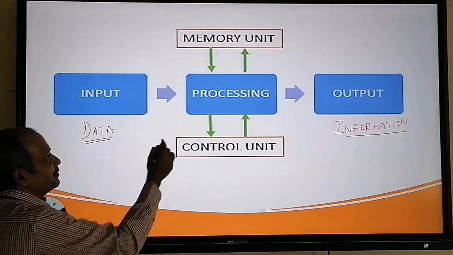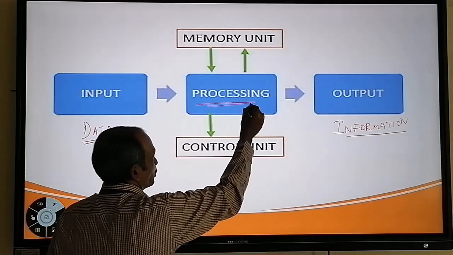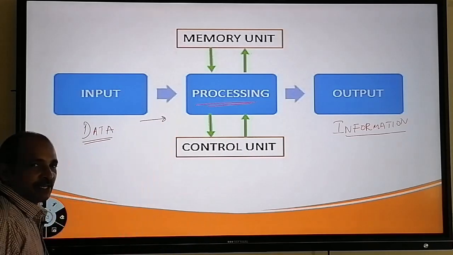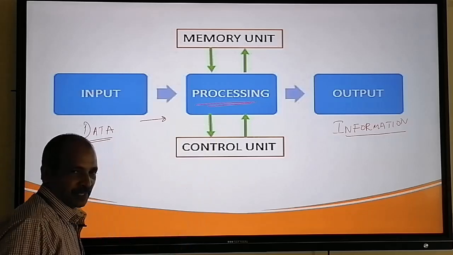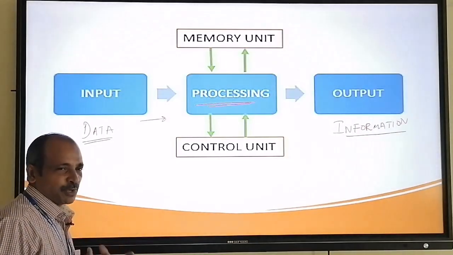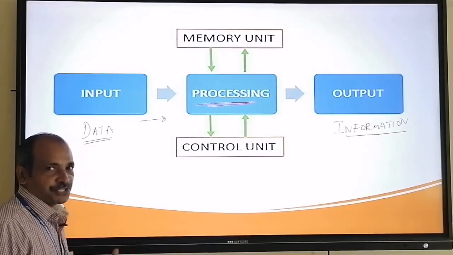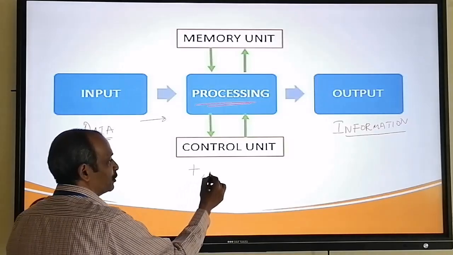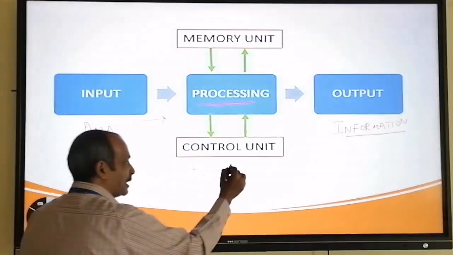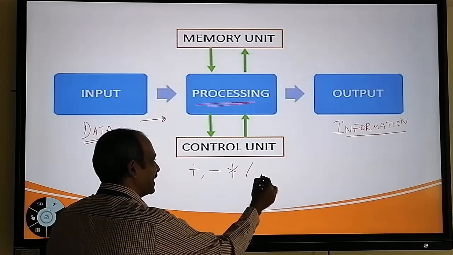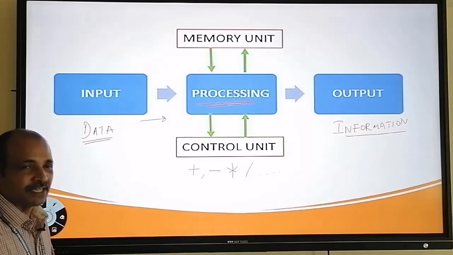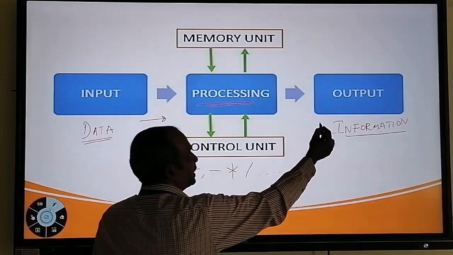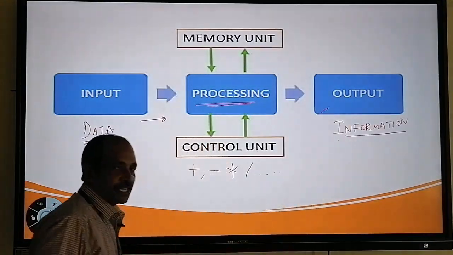In between, we have a very important concept called processing. Whatever data is sent into the machine, the machine is going to process. What do you mean by process? Some operations. For example, it can do addition, subtraction, multiplication, division or any other operation. The process is an operation done by the system. Then finally it generates the output, which is the information.